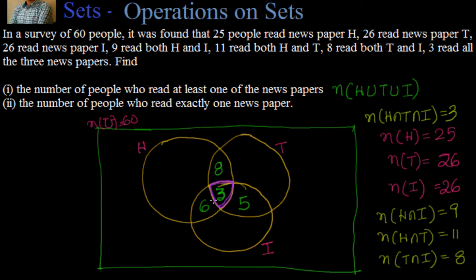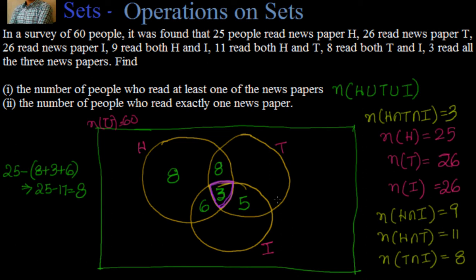Now this is pretty simple. You know N of H equal to 25. What will be this one? Nothing but equal to 25 minus of 8 plus 3 plus 6. That is 8 plus 3 is 11, 11 plus 6 is 17. So can I say 25 minus 17 equal to 8? So this value is 8.